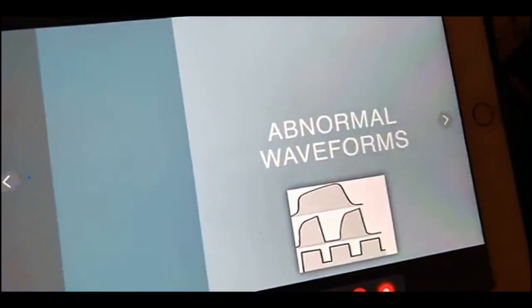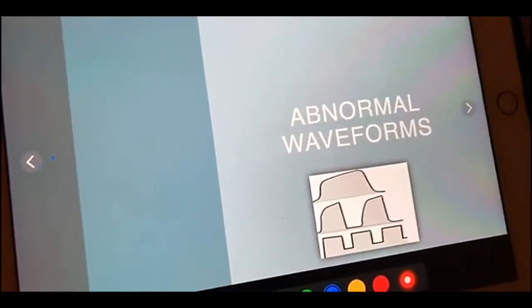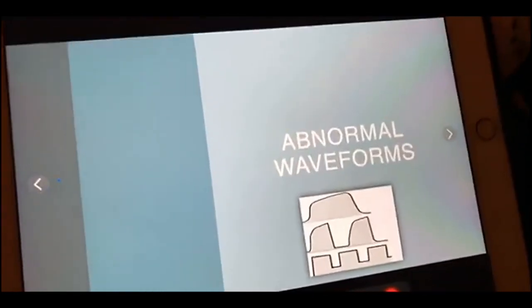And also there are a few waveform patterns that don't fit into these categories, but I'm going to explain them in a second. They are very simple.